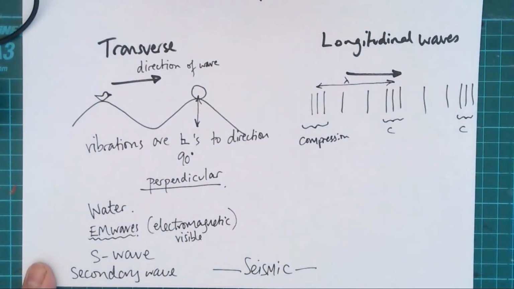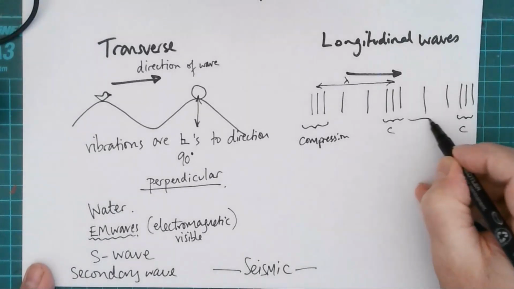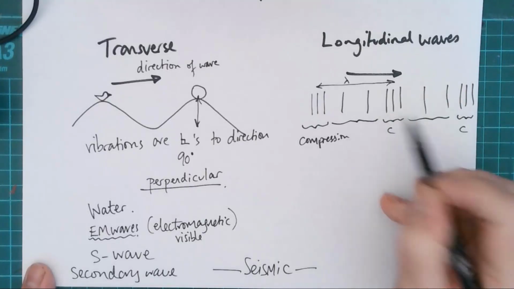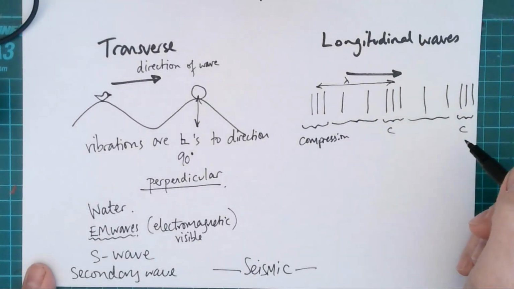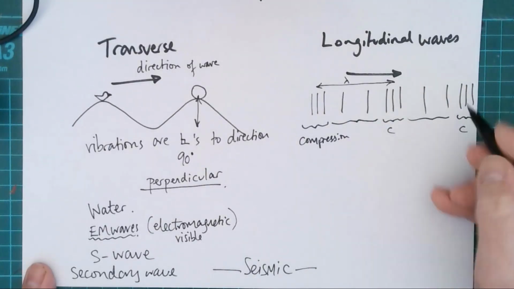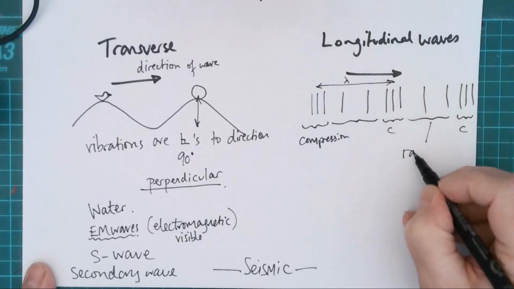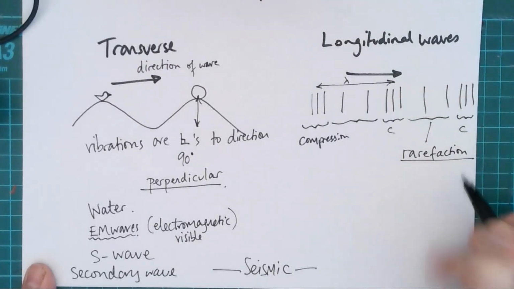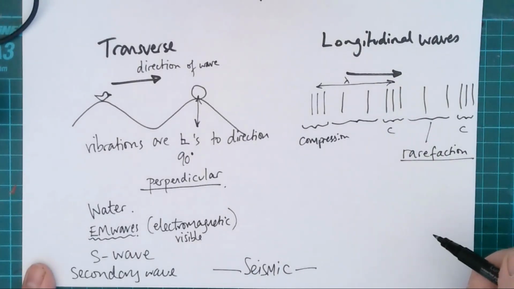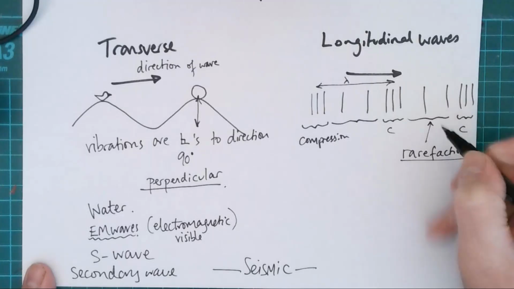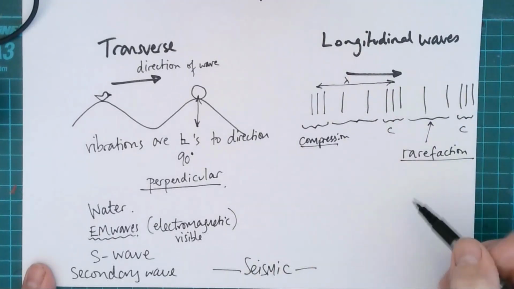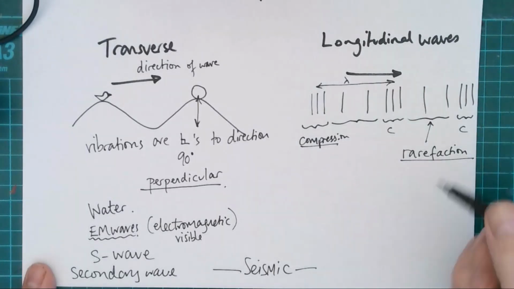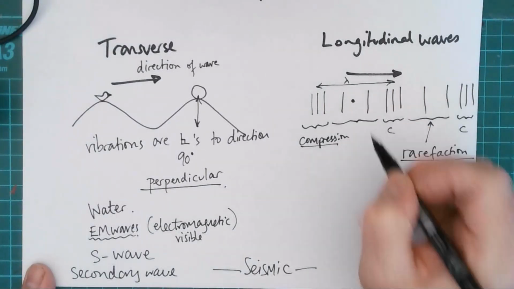But we need a name for this bit between the compressions. So instead of things being squashed together, we've got things stretched apart. Decompression would be a good word, but it's not the word you need to know. The word you need to know for this is rarefaction. Not a very commonly used word, so it's easy to forget. You need to know that word. Okay, we've got compressions for the squashed together bits. We've got rarefaction for the stretched apart bits. Okay, if we looked at a particle, let's think of a particle of air.